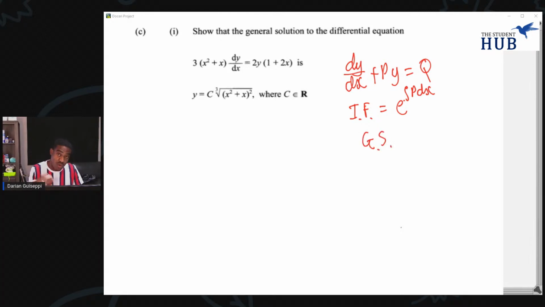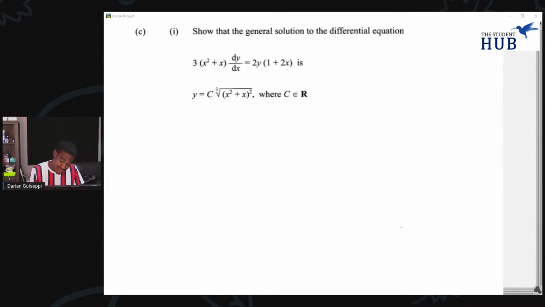And then lastly, to get a general solution. I'm just running through how your thinking should be. A general solution will be given by y multiplied by the integrating factor is equal to the integral of q times the integrating factor with respect to dx. And that's it. That's what you need to do. So that's your process. But let's cut this and actually get into it.